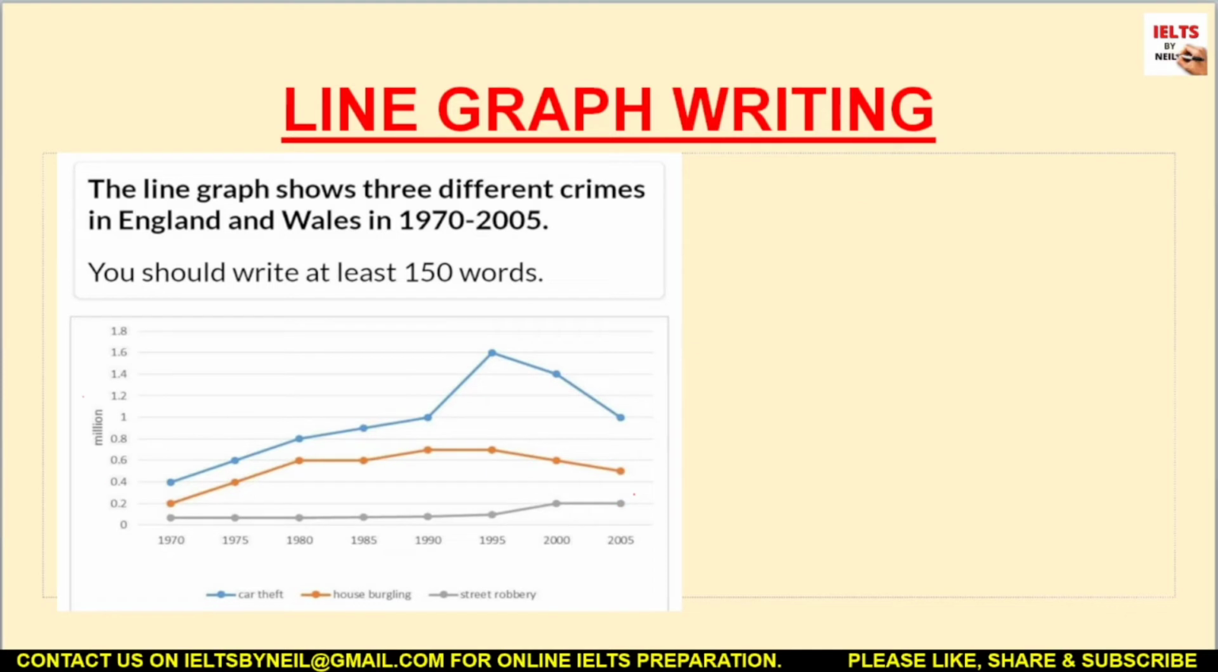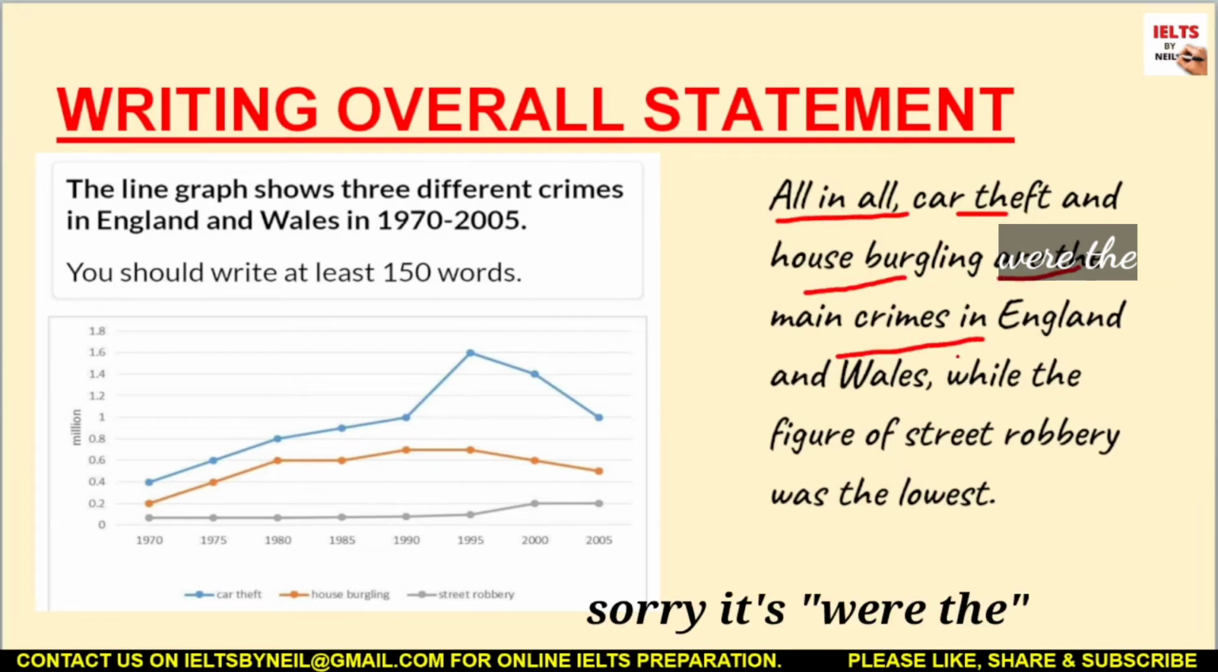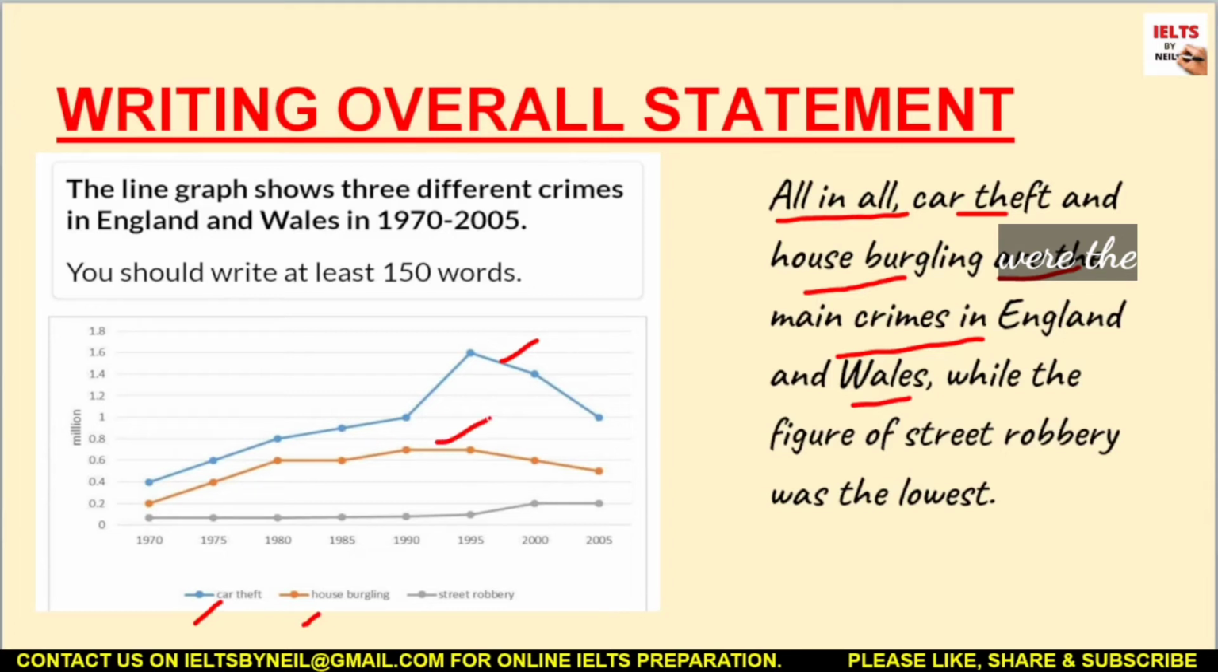Now let's see how the overall statement should look like. So this is my overall statement. I've said, all in all, car theft and house burglary are the main crimes in England and Wales. So car theft is the blue one, this one, and house burglary is the yellow one, right? They are the main because they are the most popular. Street robbery is really low. After that you can say, while the figure for street robbery was the lowest. These two are the highest and this is the lowest.